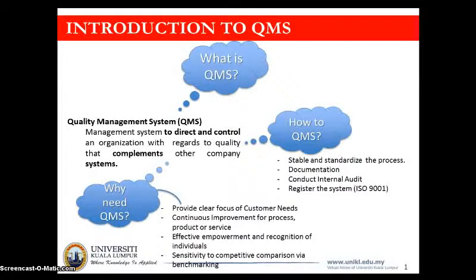Okay, next, how can we develop a QMS? First of all, we can ensure that our currently available processes are in a stable and standardized condition. Next is to ensure that we have proper documentation such as SOPs or work instructions. Next, we can conduct internal auditing, which can highlight any areas of improvement. And lastly, we can register our system under the ISO 9001 certification.